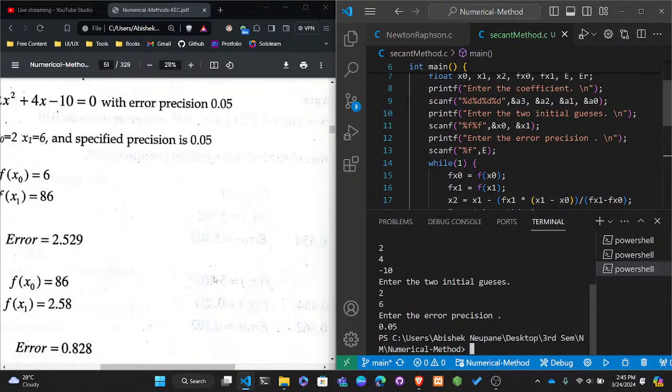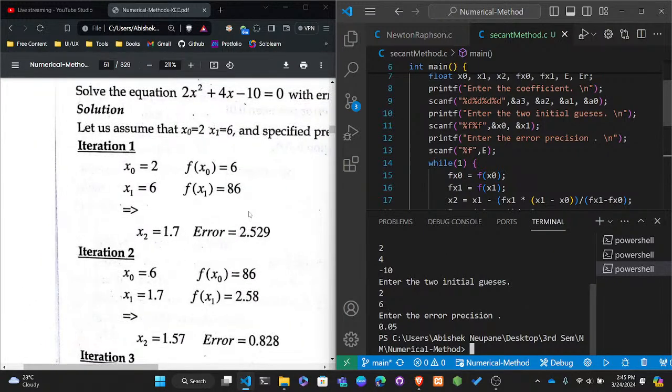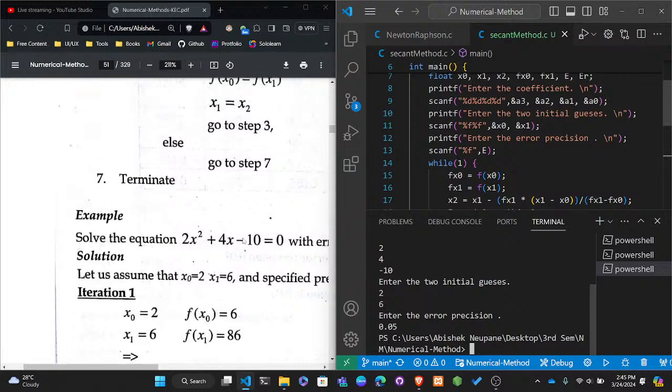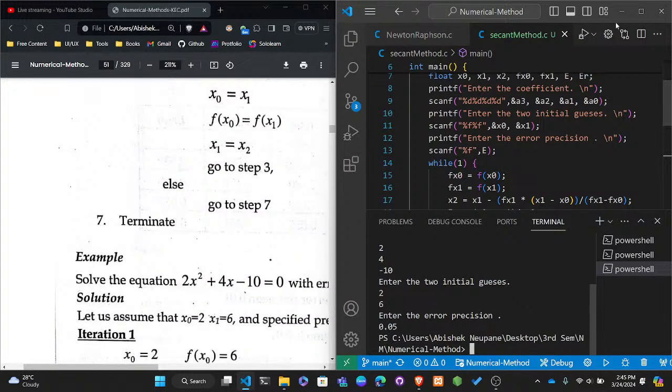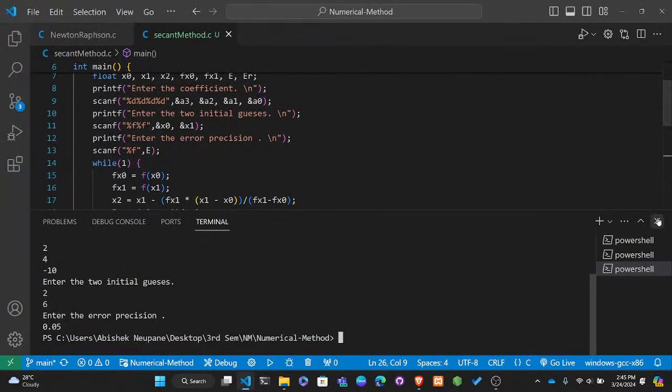Oh, for a minute, we are not able to get the answer. So let's check for a minute. Okay, I think there is something wrong in our program. Let's check for a few minutes.